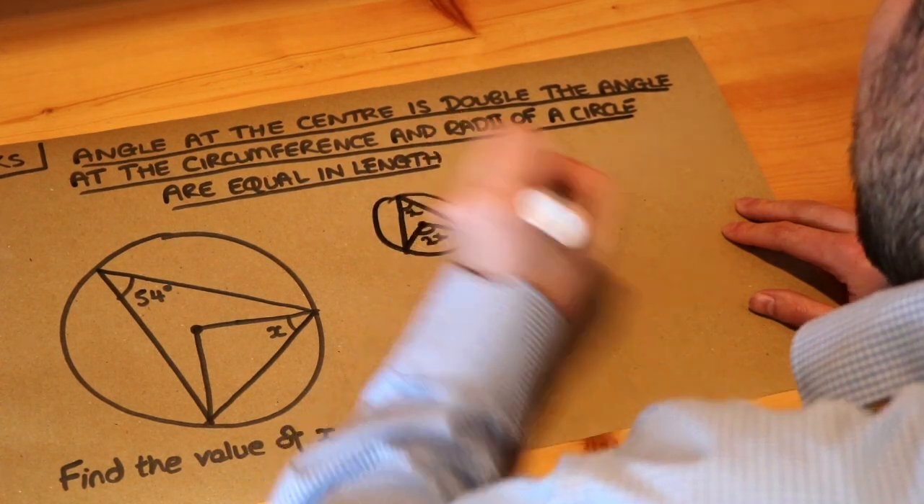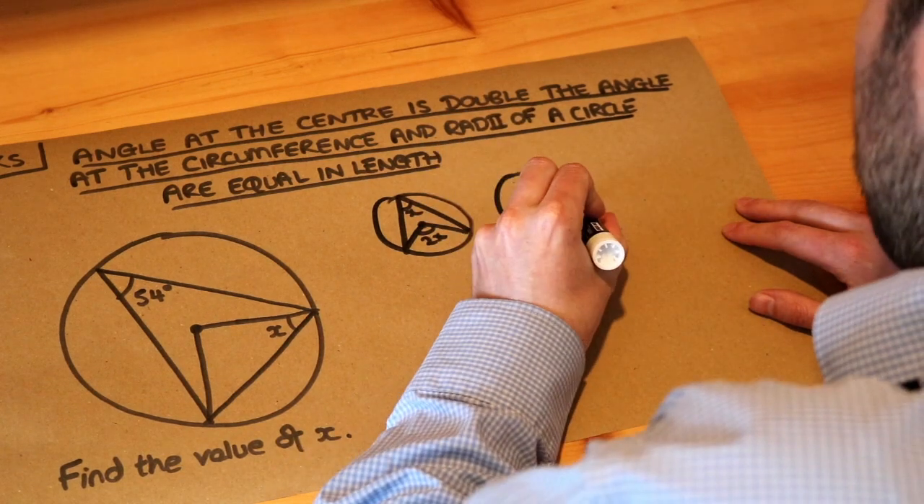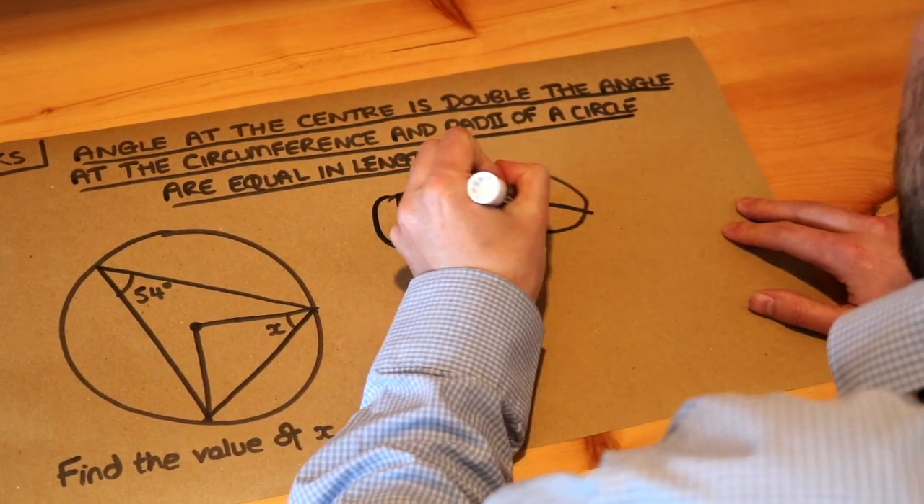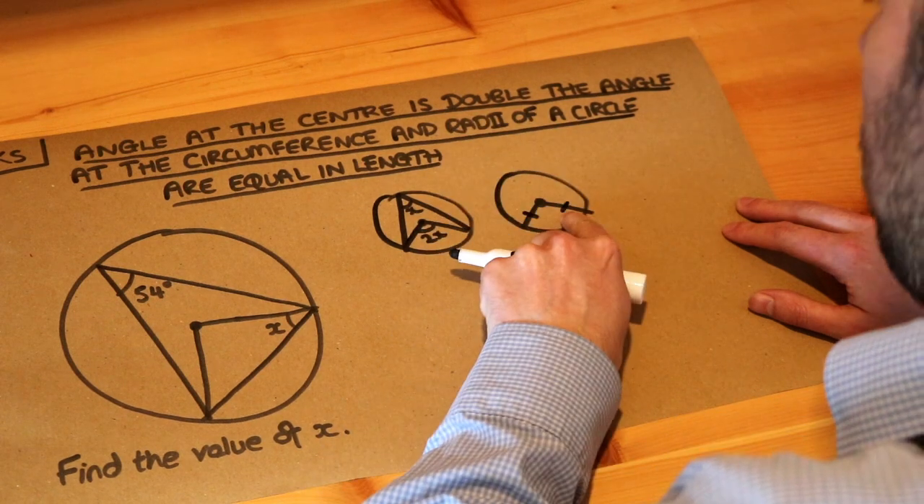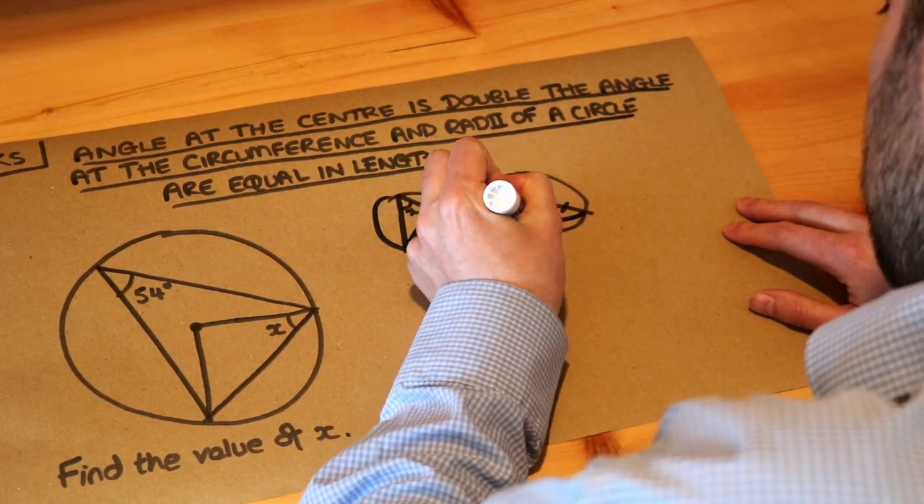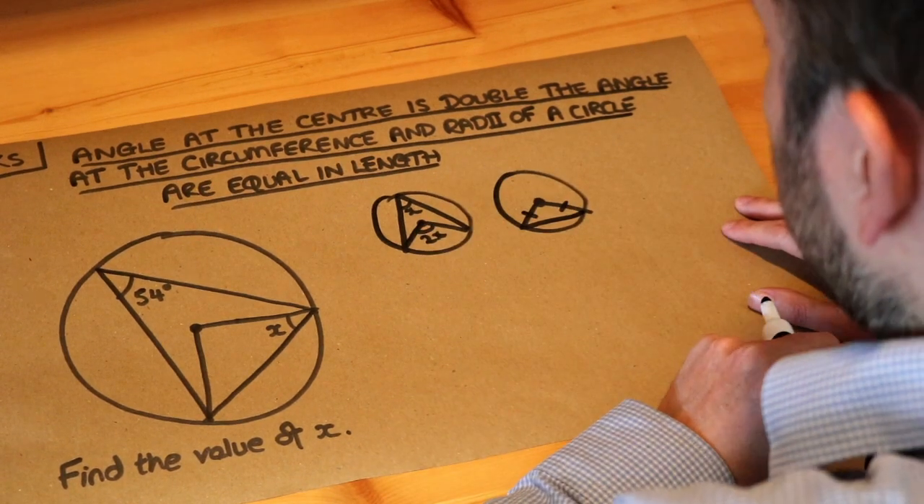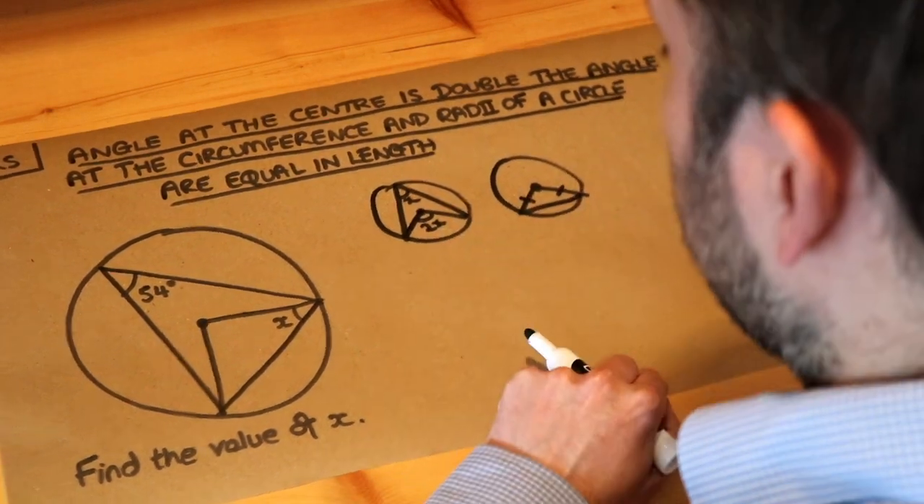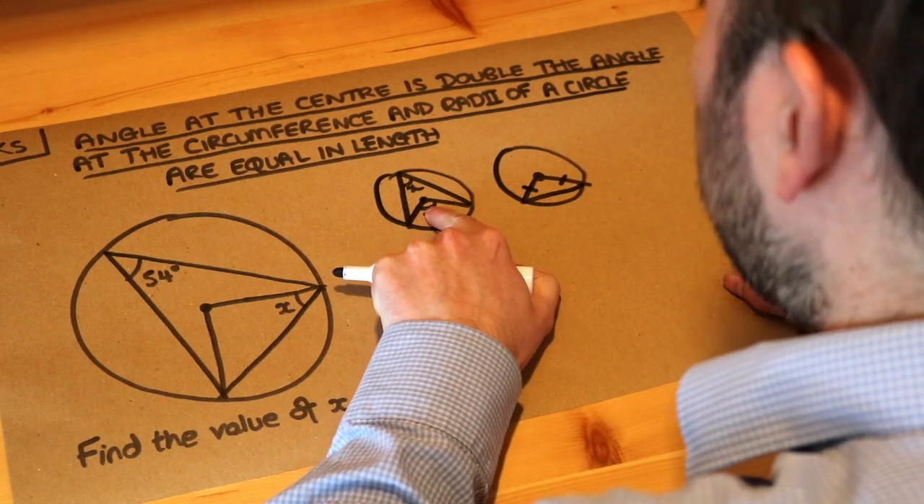is that if this is the centre of the circle again, because these are both the radii of the circle, they've got to be equal in length. So I'm going to put a little mark to say that length is equal to that. So it means if you turn it into a triangle like this, that's going to be an isosceles triangle because you've got two sides of the same length. So let's use this circle theorem first.